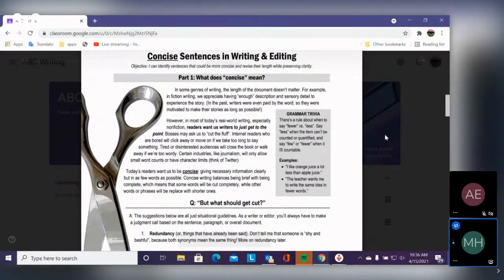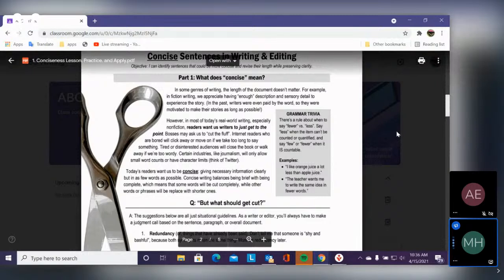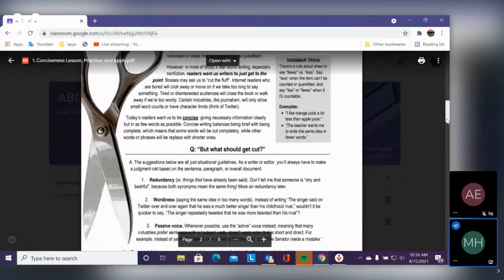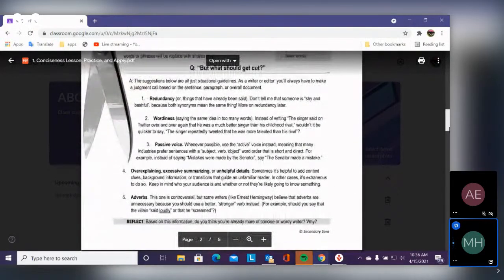A grammar trivia they've thrown up here, and this is good. There's a rule about when to say fewer versus less. Say less when the item cannot be counted, and say few or fewer when it is countable. Here's an example: I like orange juice a lot less than apple juice. And the second example: the teacher wants me to write the same idea in fewer words, not less words, but fewer words. Okay, so the question is then, what gets cut when we're writing?